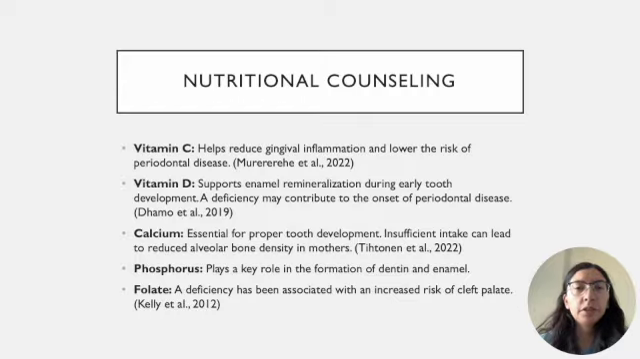Nutrition counseling. This also might help as a review. So, vitamin C helps reduce gingival inflammation and lower the risk of periodontal disease. Vitamin D supports enamel remineralization during early tooth development. A deficiency might contribute to the onset of periodontal disease. Calcium, essential for proper tooth development. Insufficient intake can lead to reduced alveolar bone density in mothers. Phosphorus plays a key role in the formation of dentin and enamel. Folate deficiency has been associated with an increased risk of cleft palate.